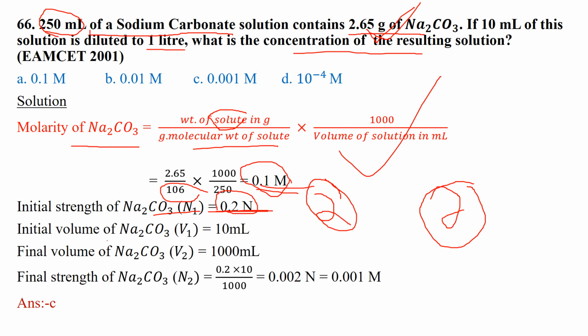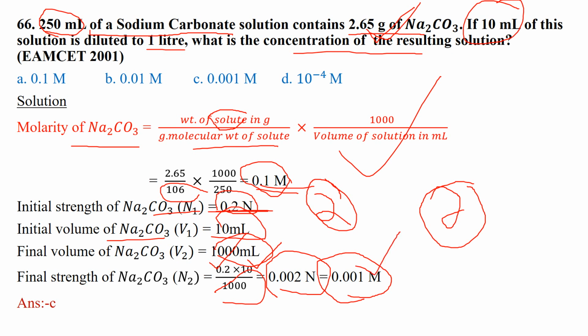The initial volume is 10 ml, right? Here it is 10 ml, and it is diluted to 1 liter, that is 1000 ml. Then the total volume will be 1000 ml, the initial normality will be 0.2, and the initial volume is 10. Then the answer will be 0.002 normality. It means 0.001 molarity. It is a very simple question.